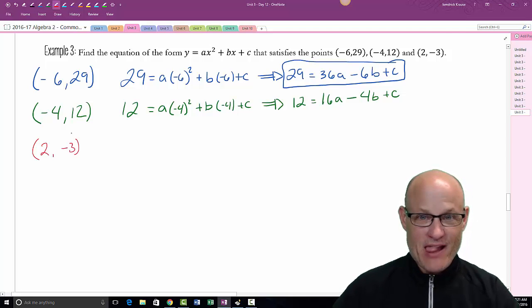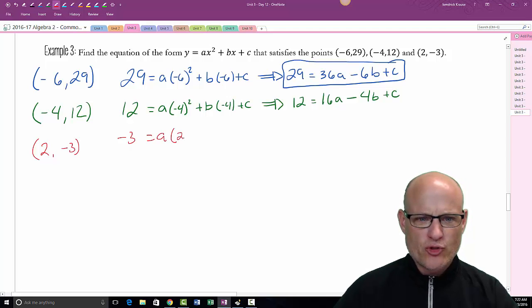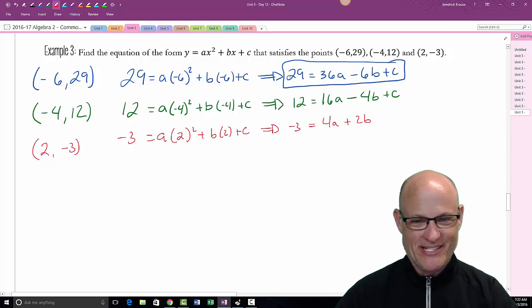It's like so exciting. All right, in for y goes negative 3. I'll make it more exciting for you. In for x goes 2. 2 squared plus b times 2 plus c equals negative 3 equals 4a plus 2b, or not to be. That is the question. Plus c.